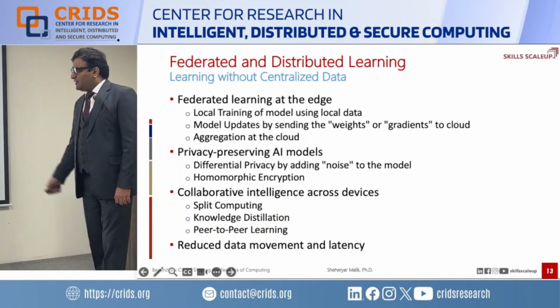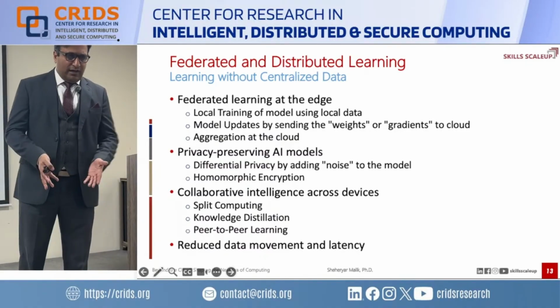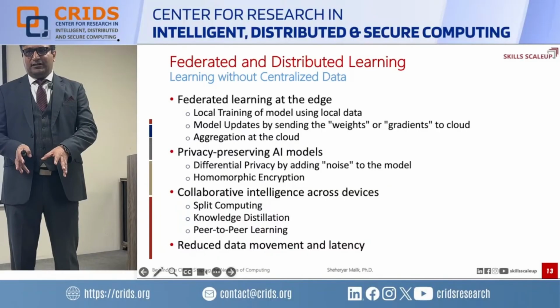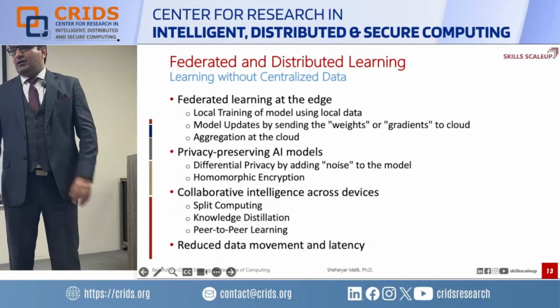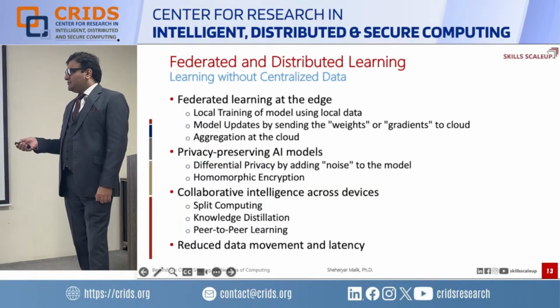Then the privacy-preserving AI model. Like I said, what you can do is add noise to the model, because you have that model running on the local device, so you add noise there. You drift your data slightly, but in a way that once it's sent to the centralized node, it is not going to be an issue. And then you can have homomorphic encryption as well.